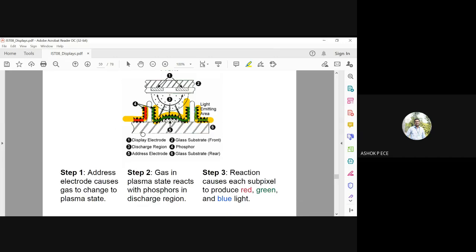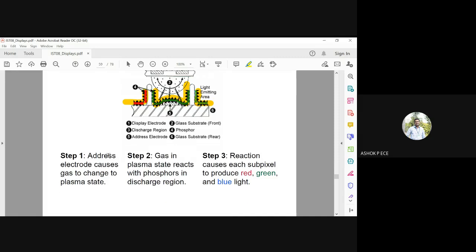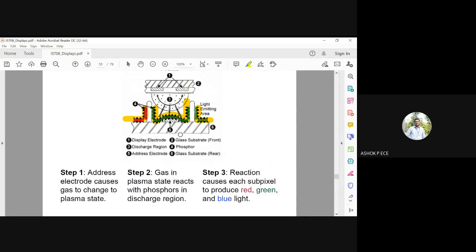Next one, how this gas plasma display is going to work is, the address electrode, which is present here, is going to cause the gas to change to plasma state. So gas in the plasma state reacts with phosphorus in the discharge region. So here you have the discharge region where the gas in plasma state will start to react. So the reaction causes each subpixel to produce red, green, and blue light. You see here you have red, green, and blue light.